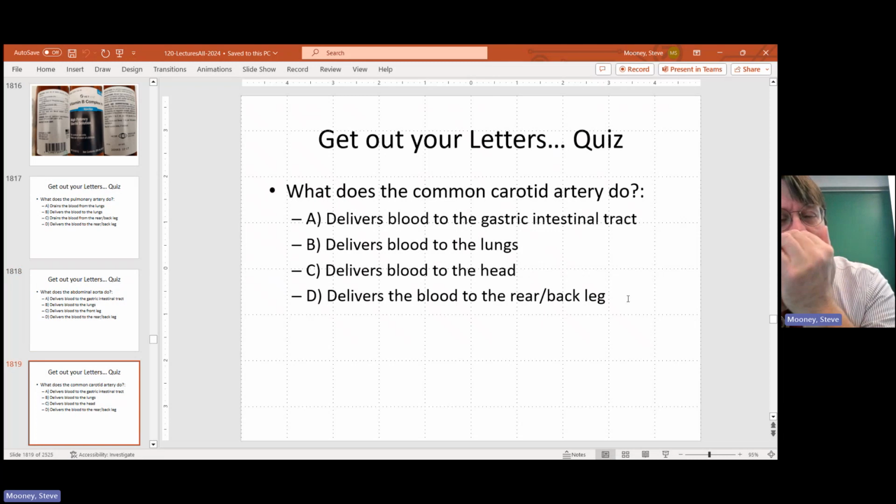Common carotid artery. Everybody know where that one is? As you get older, we have a lot of people dealing with clogged carotid arteries, they have to be rooted out. This is in the neck here, carotid. So it's going to feed the head. So the artery is going to feed the head, deliver blood to the head. That's C.